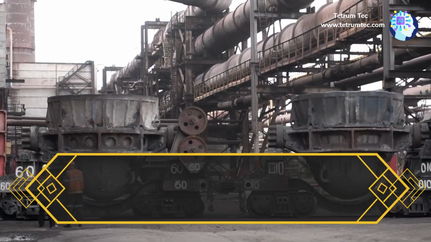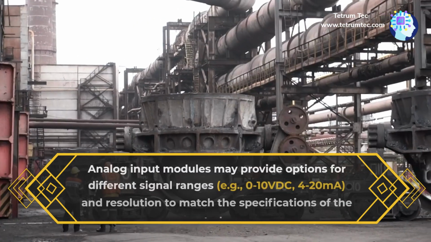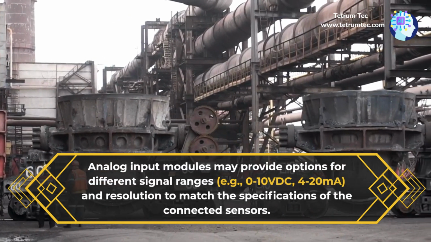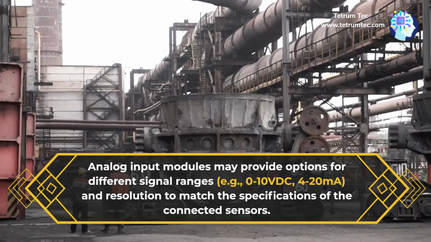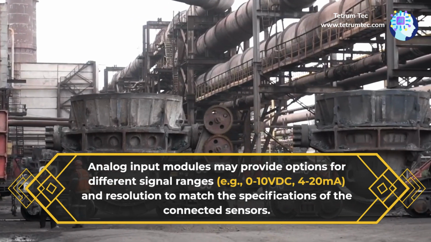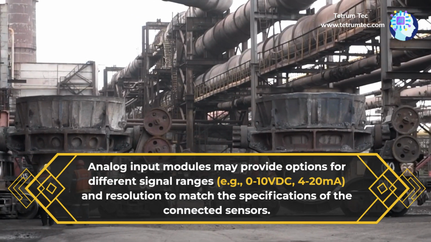Analog input modules may provide options for different signal ranges. Example: 0 to 10 volt DC, 4 to 20 mA, and resolution to match the specifications of the connected sensors.